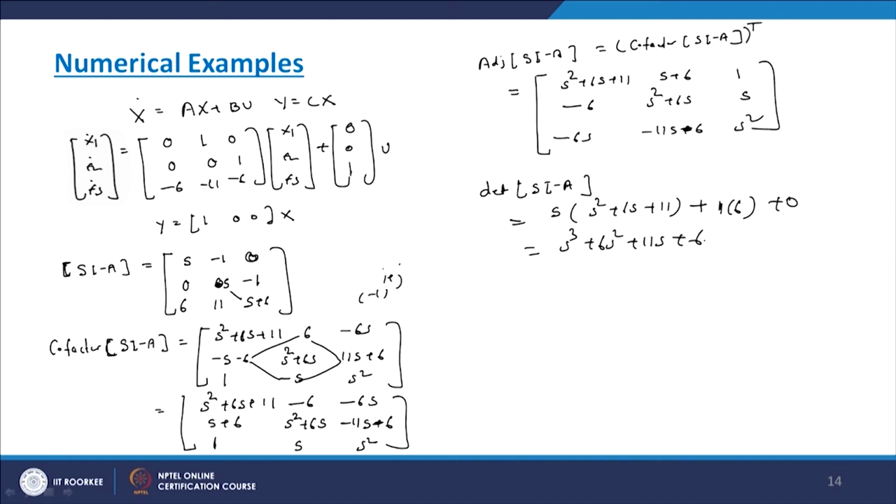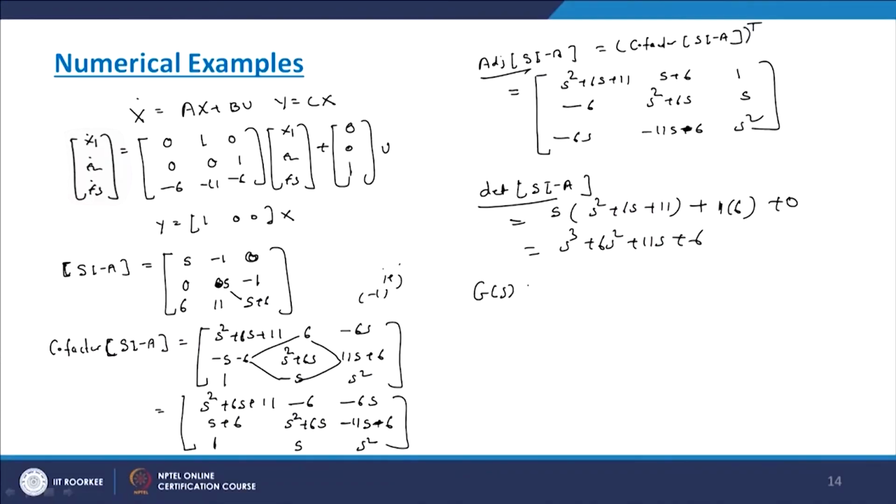Now, we have got the adjoint, we have got the determinant, and our next step is to calculate the model. Your model is G of s equals C times sI minus A inverse B plus D, this is the model. Now, we replace the values. So, here we write our element C. What is the value of C?